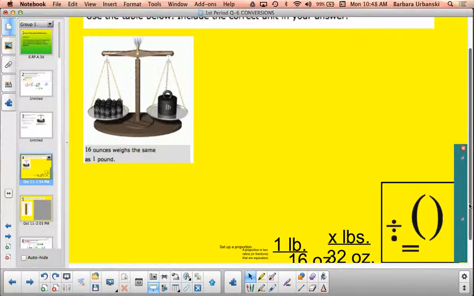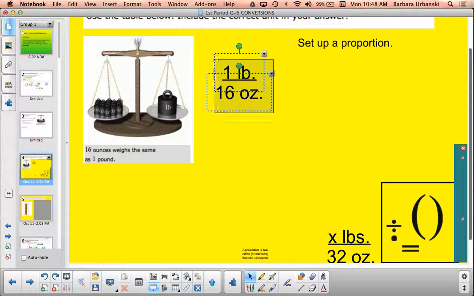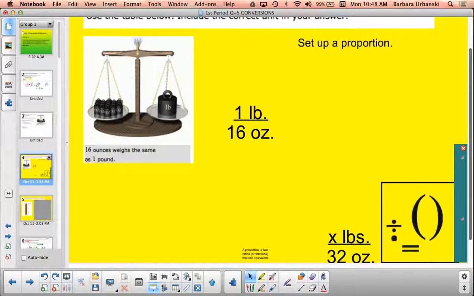So what we're going to do is set up a proportion, and because we do know that 1 pound would be equivalent to 16 ounces, I could change the 1 pound to 16 ounces or the 16 ounces to 1 pound, and that would be equaling 1. That would be the same unit as far as the weight is concerned. And then we do want to set up a proportion. So we are going to set up a proportion here. This is part of our proportion.